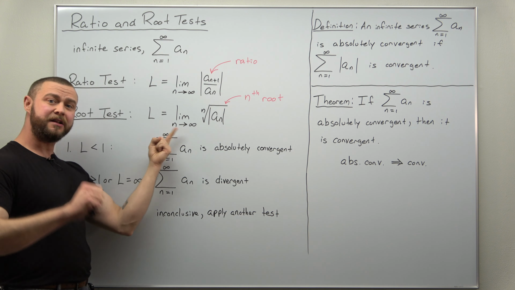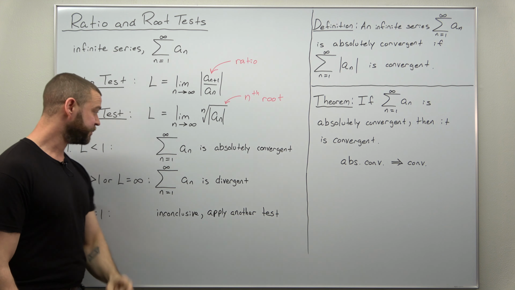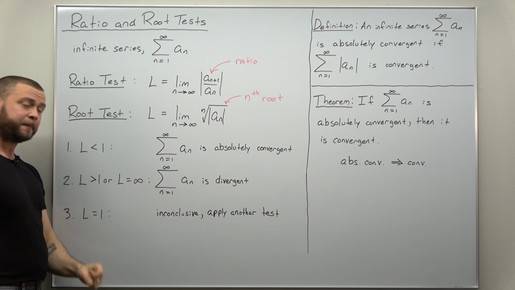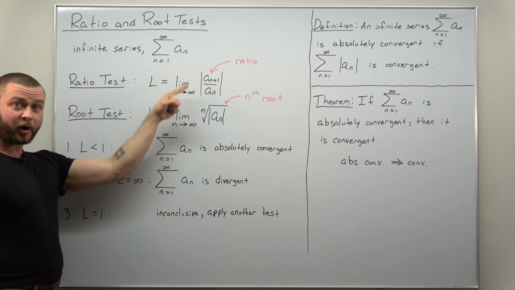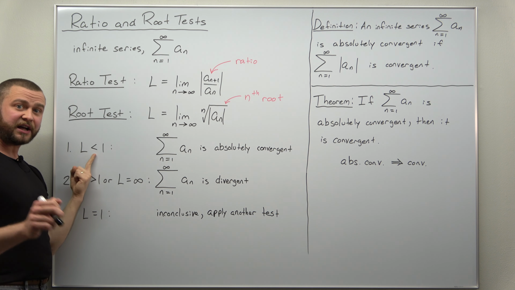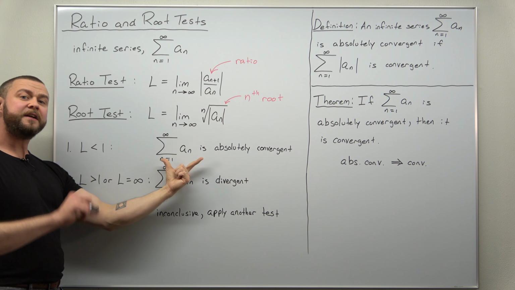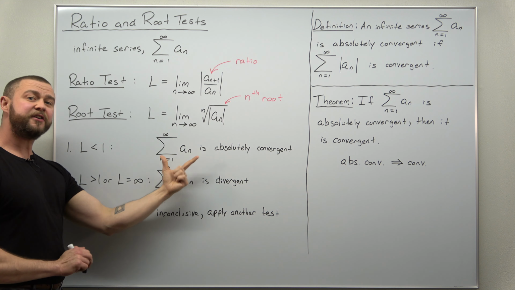Now there are some different tips and tricks that apply to simplifying these limits. We're going to get to that in a little bit, but first, the conclusions between these two tests are exactly the same. There are three conclusions. This limit for either test, if that limit L is less than 1, then your infinite series is absolutely convergent, which from the theorem would imply that the infinite series is convergent.